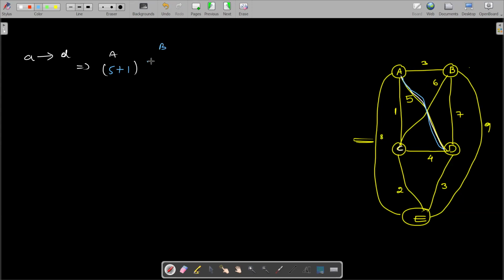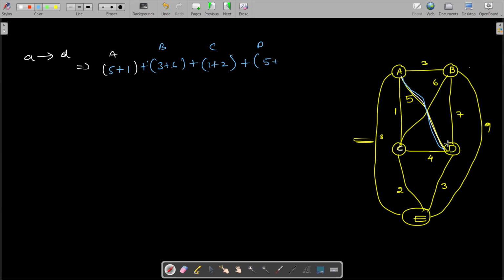Again B. So what is that B? 3 and 6 are the minimum. 3 plus 6. Plus C. C you see here, 1 and 2 is there. Okay, 1 plus 2. Again plus D. Now see here, that's what exactly I'm talking about. A to D is nothing but that path we have to take it. So that is the reason why 5 plus minimum you take it. What is the minimum in this actually?